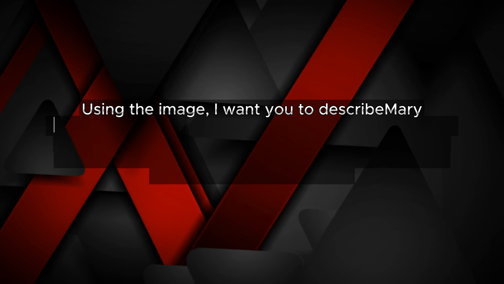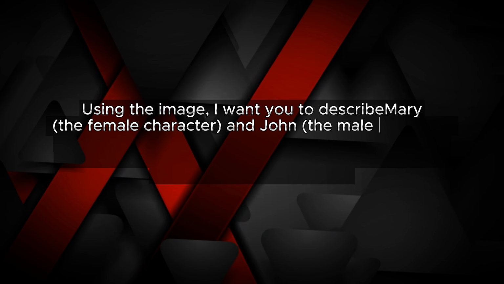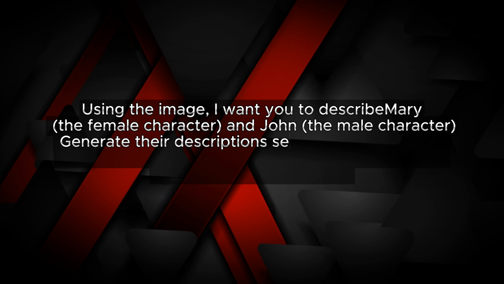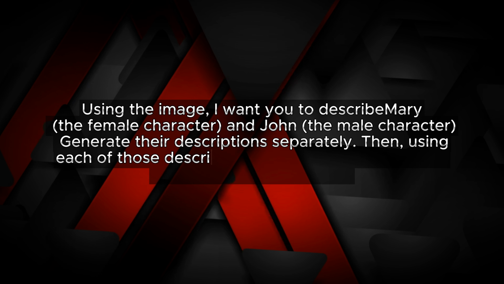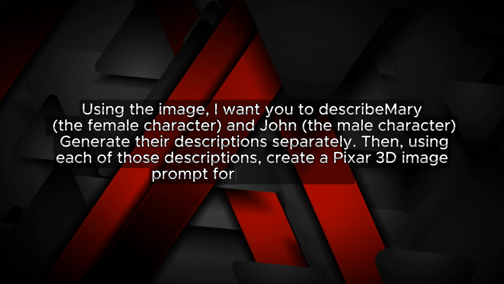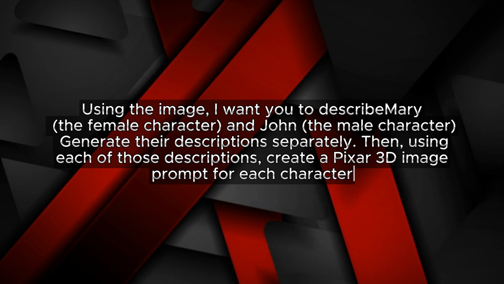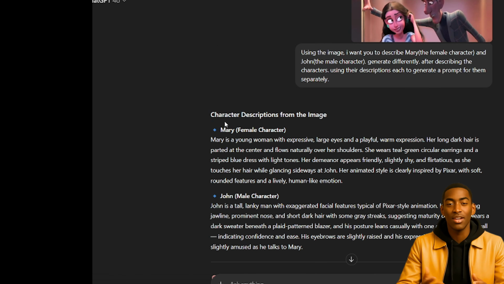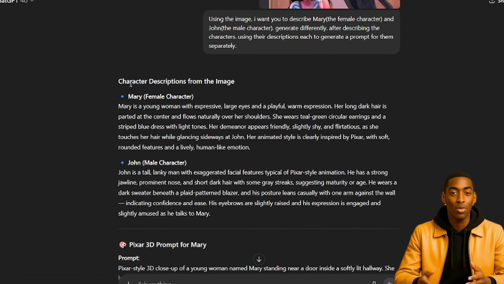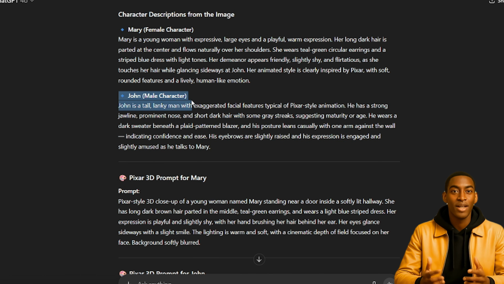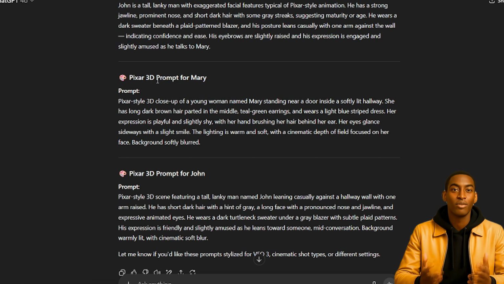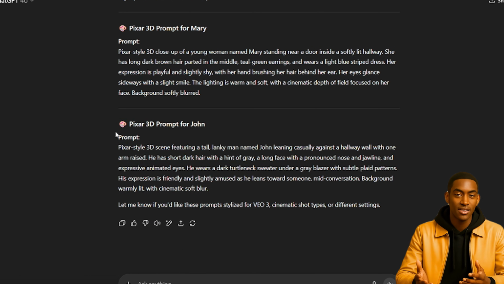I said, using the image, I want you to describe Mary, the female character, and John, the male character. Generate their descriptions separately. Then, using each of those descriptions, create a Pixar 3D image prompt for each character. The results were incredible. ChatGPT didn't just describe the characters, it gave me detailed, personality-rich descriptions for both Mary and John. And then, based on those descriptions, it generated Pixar-style 3D prompts I could use for image creation.